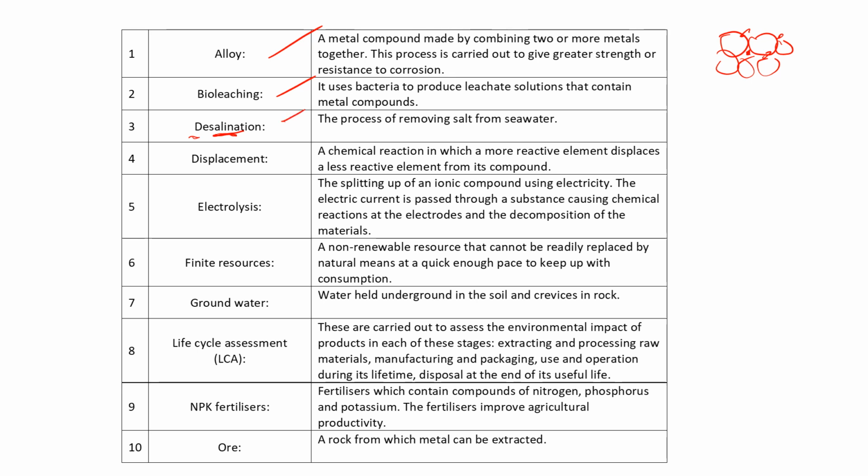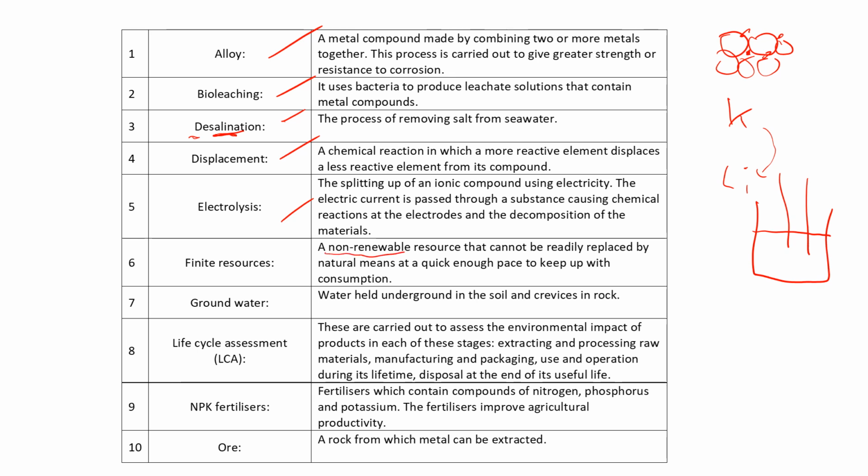A chemical reaction in which a more reactive element displaces a less reactive element. Okay, so potassium and lithium. Potassium would displace lithium, displacement. The splitting up of an ionic compound using electricity. The electric current is passed through a substance causing chemical reactions at electrodes. Okay, so that's this one here, where you've got your electrodes that then go in. Electrolysis.